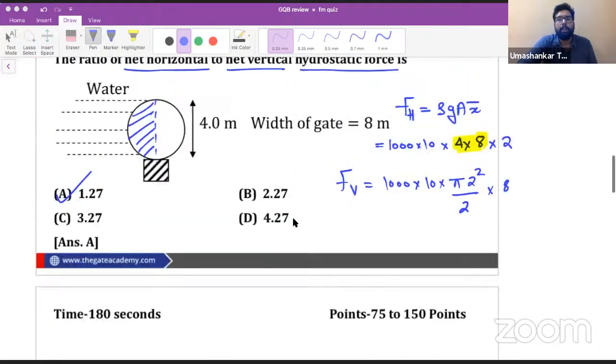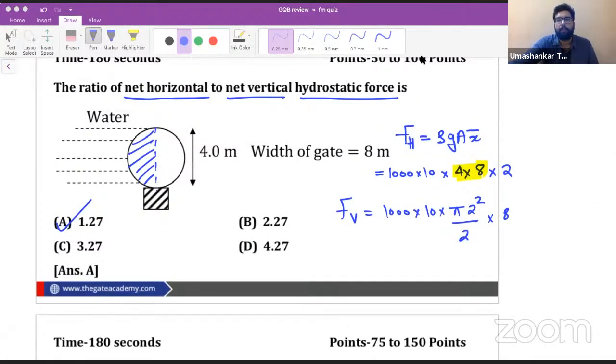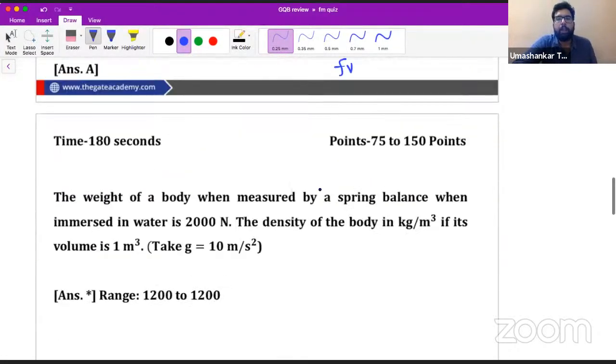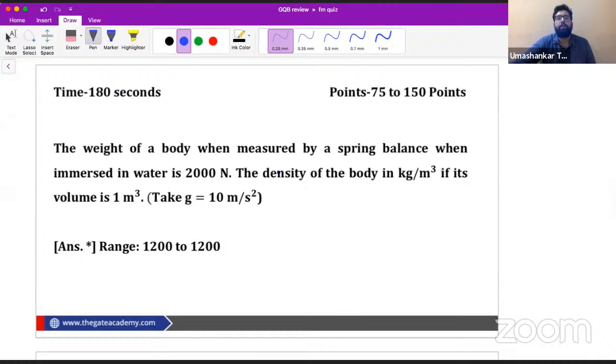Now let's move on. In this, basically what we have to do is find the ratio of horizontal to vertical force. Now you can put all these values and get the answer. When you put them in, you will get 1.27. Now, the second question is a question of buoyancy.